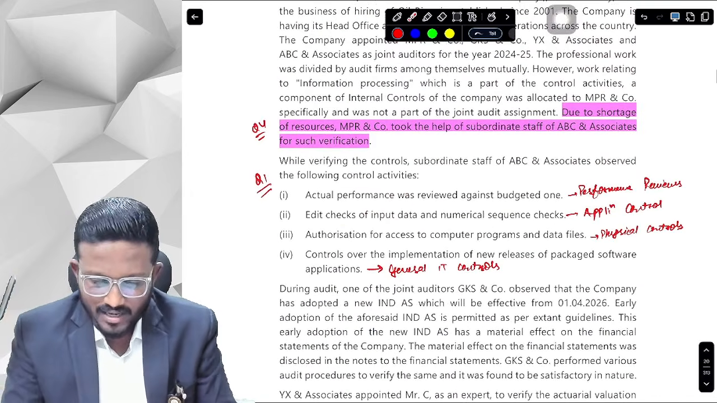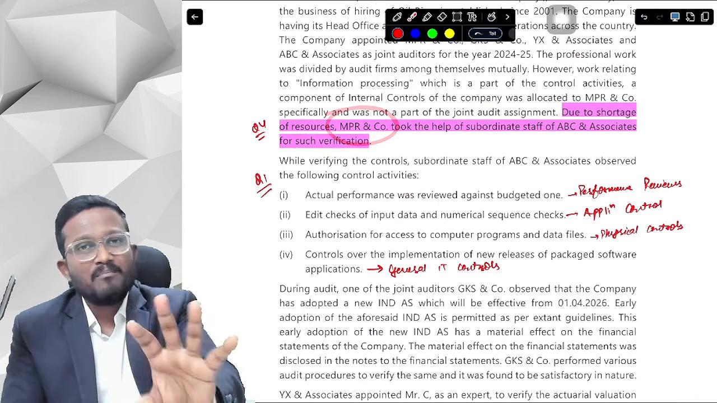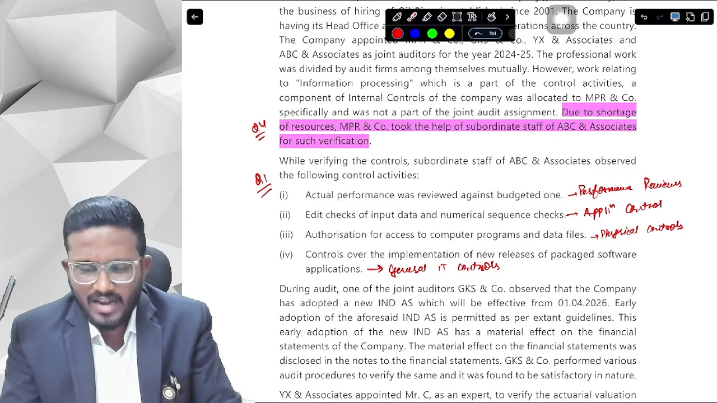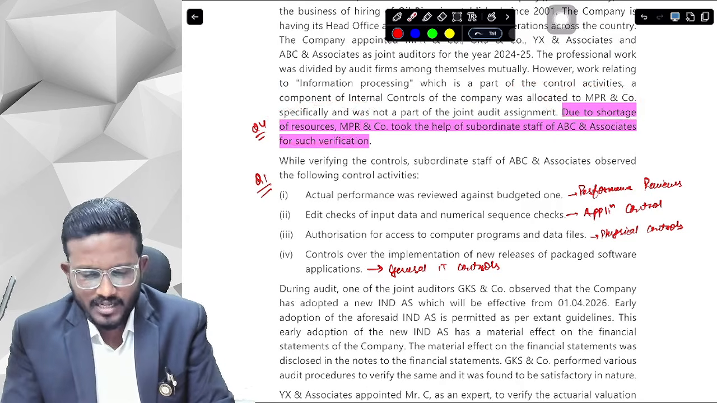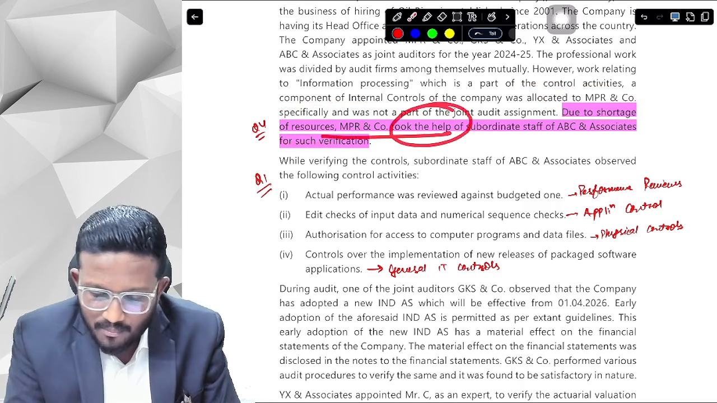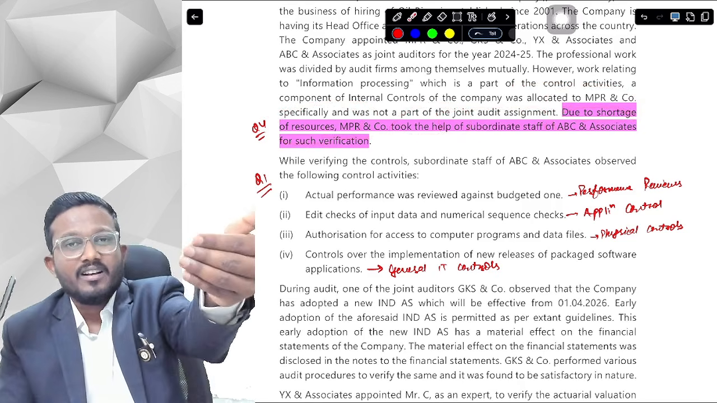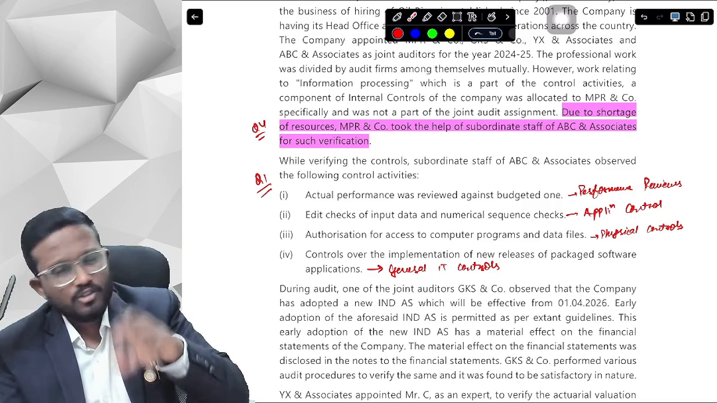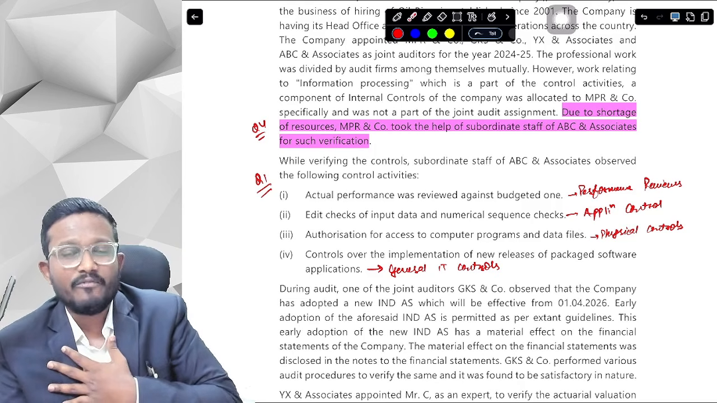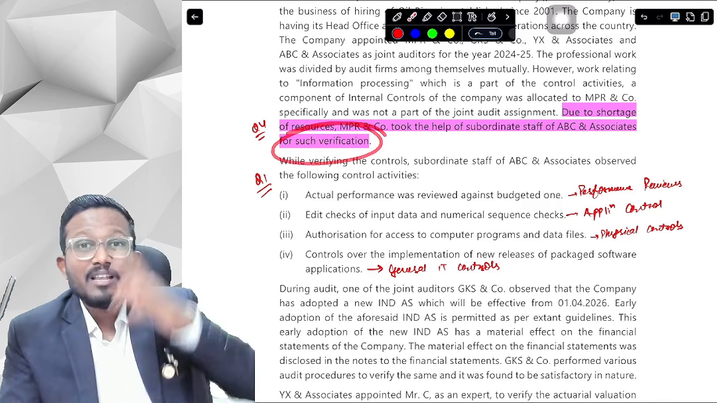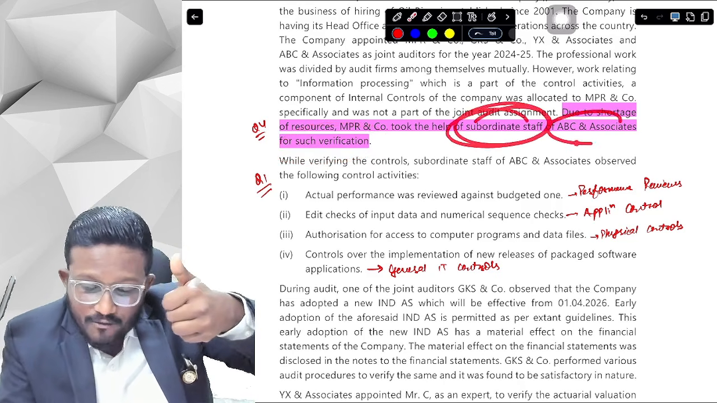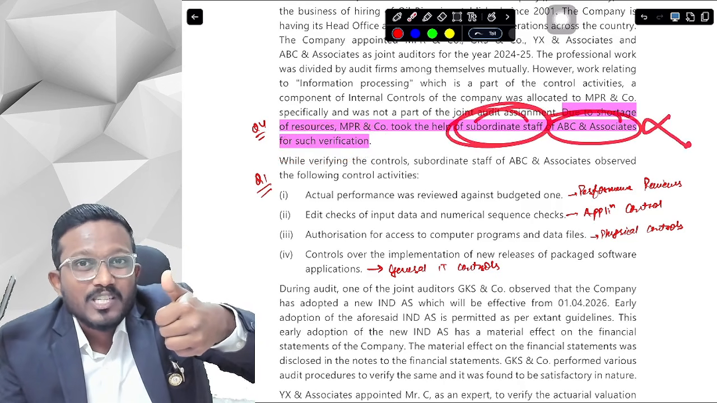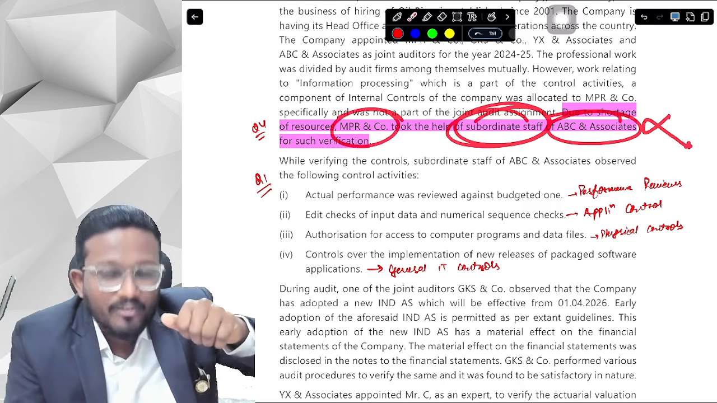So here what has happened is that MPR and Company was responsible for performing TOC over information processing. But MPR and Company had a shortfall of manpower, shortfall of resources. So MPR and Company took the help of subordinate staff of another joint auditor. They told the other joint auditor, please give your staff so that I can perform my own procedures, which I am responsible for. So here the procedures performed by the subordinate staff of ABC and Associates were wrong, but the ultimate responsibility for performing these procedures was of MPR and Company.